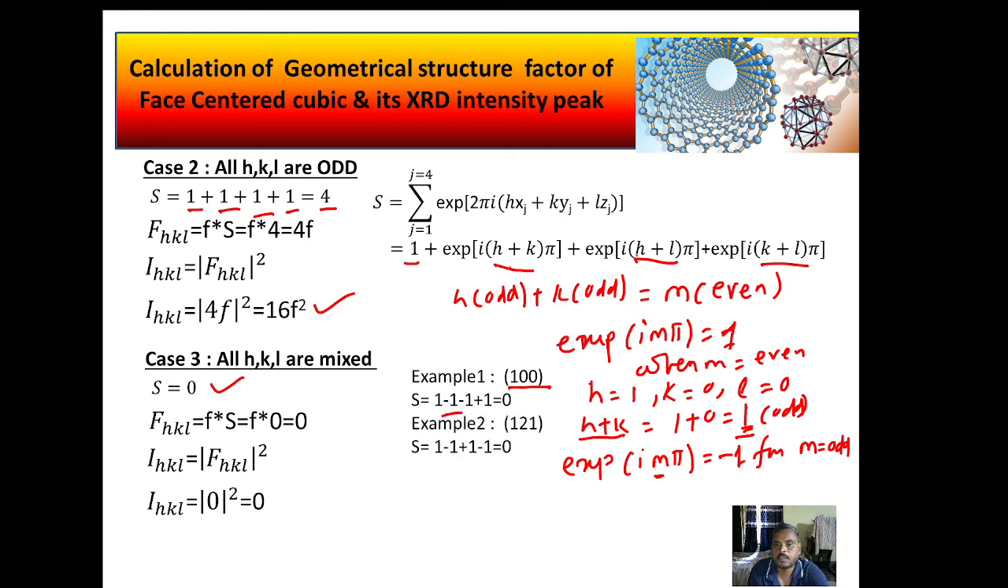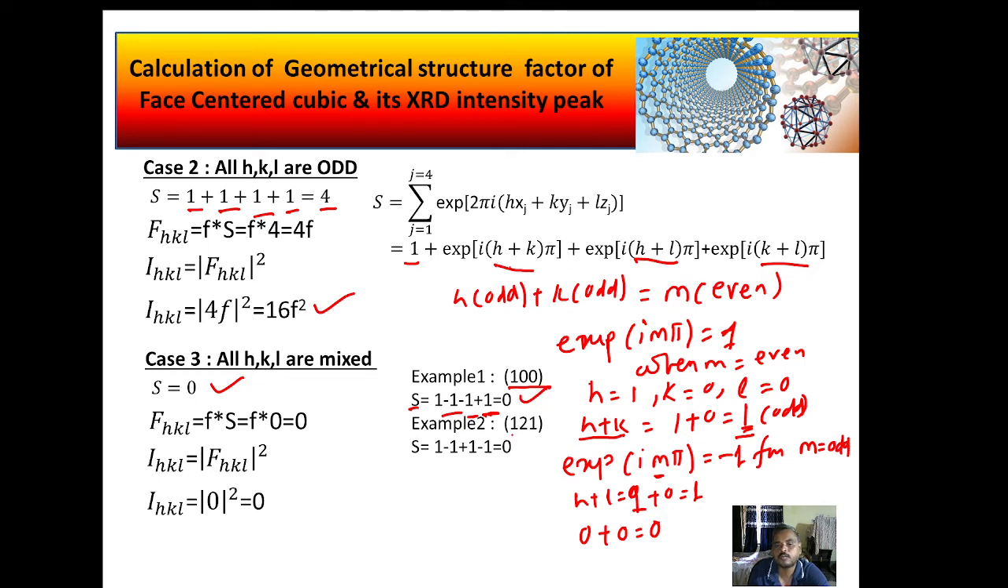Similarly, what about H plus L? Let us see, H is 1 and L is 0. So again odd. Okay, so again this one will give us minus 1. Now what about the last term? Our last term is K plus L. K is 0 and L is 0, so it is 0. Okay, so now exponential of 0 is equal to 1, so it will give us 1. So now you can see in this expression of S there are two plus 1 and two minus 1. So their addition will be 0.